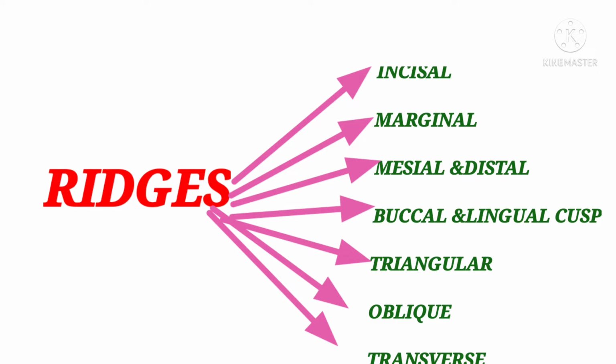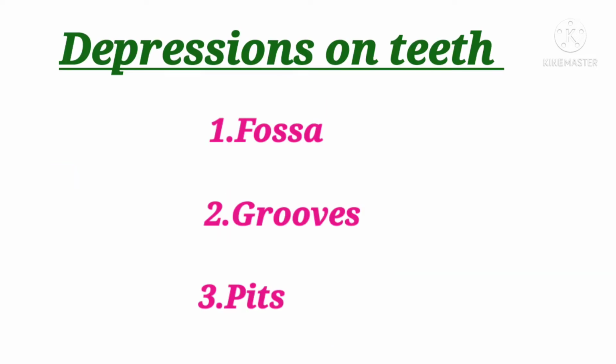There are different types of ridges: incisal ridge, marginal ridge, mesial and distal cusp ridge, buccal and lingual cusp ridge, triangular ridge, oblique ridge, and transverse ridge. Depressions on the tooth surface include fossa, grooves, and pit.